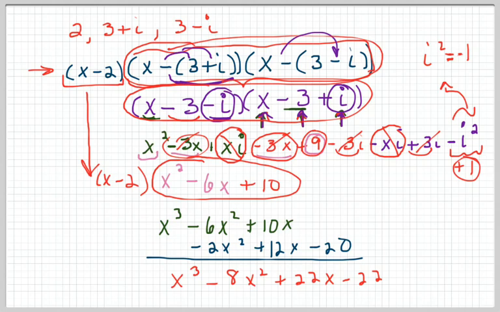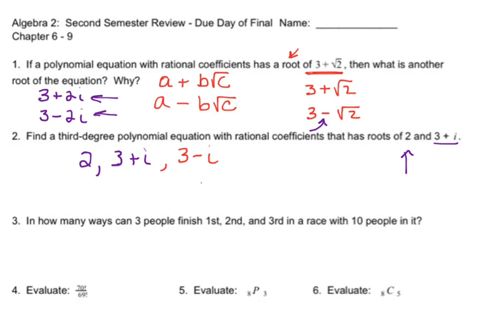So I'm going to copy that and paste it back onto this page right here. So there's the final solution. This polynomial right there has 2, 3 plus i, and 3 minus i, all as solutions. And that will end the first recording.